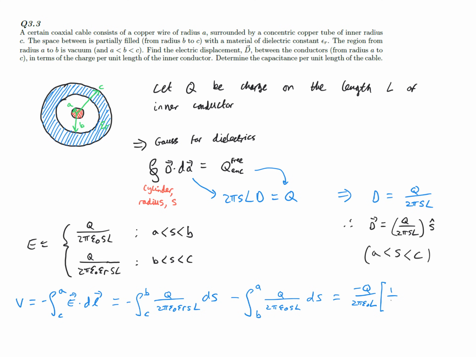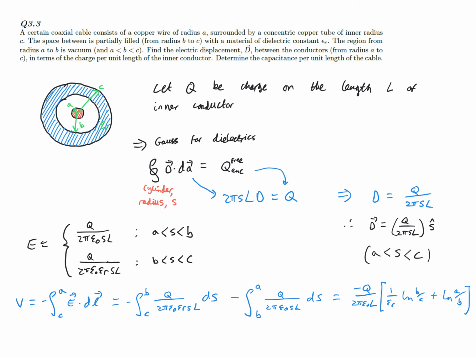into, and then there's one contribution from B to C, that's within the dielectric, and then there's one piece from A to B, which is a vacuum, which has a dielectric constant of 1. So we have something like this for the voltage or the potential difference between the inner and outer conductors.